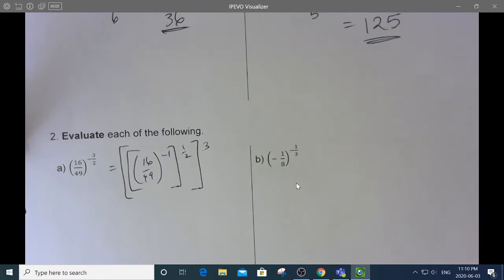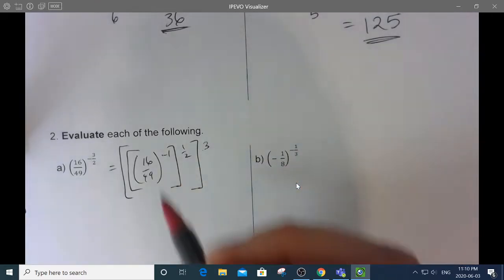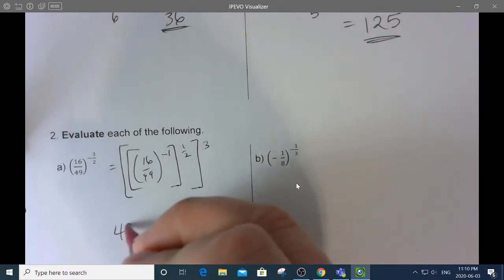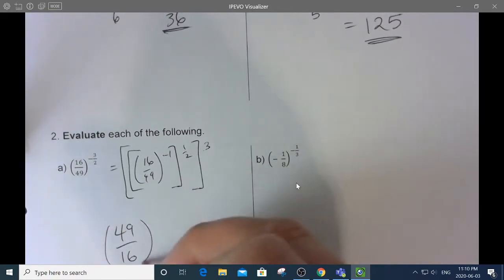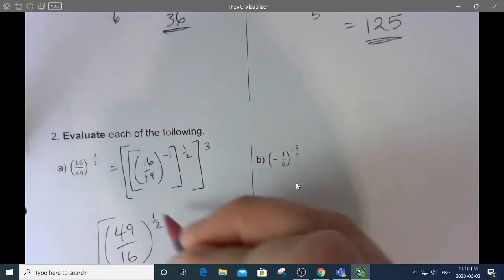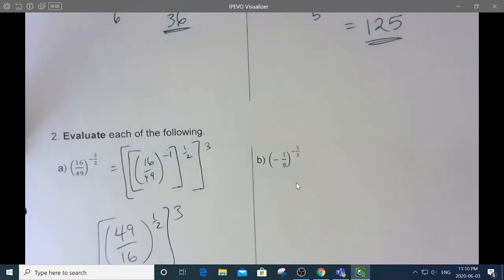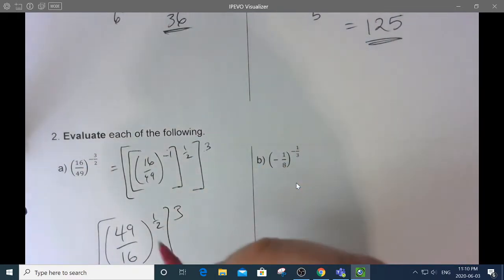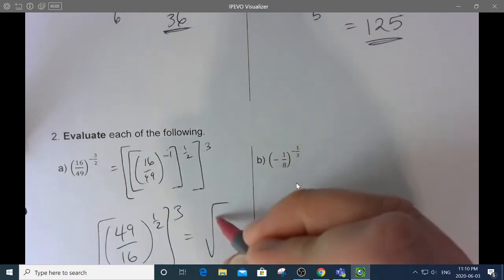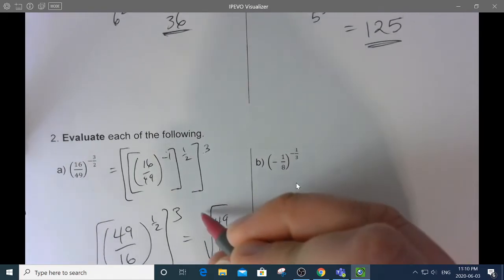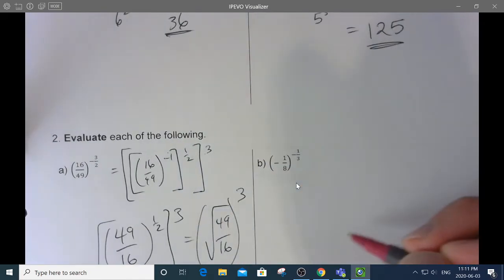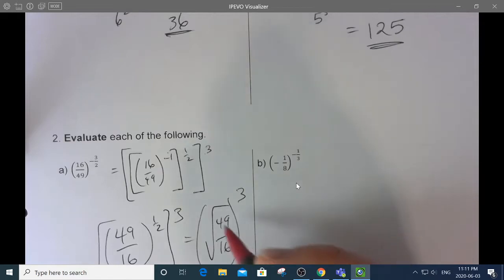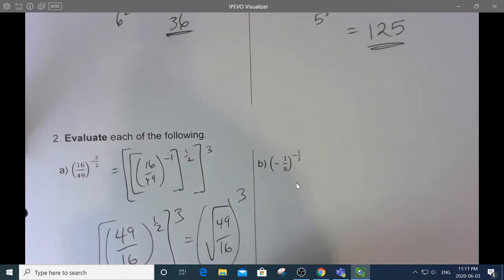Why would I do it in this order? Because it's easier. The negative 1 means I reciprocal it. There. Now I can do the next 2 steps. That one's done. Then I take it to the 1/2, which means, of course, the same thing as square rooting. Right? Remember that the exponent of 1/2 means to square root. So that's going to be 7 over 4.